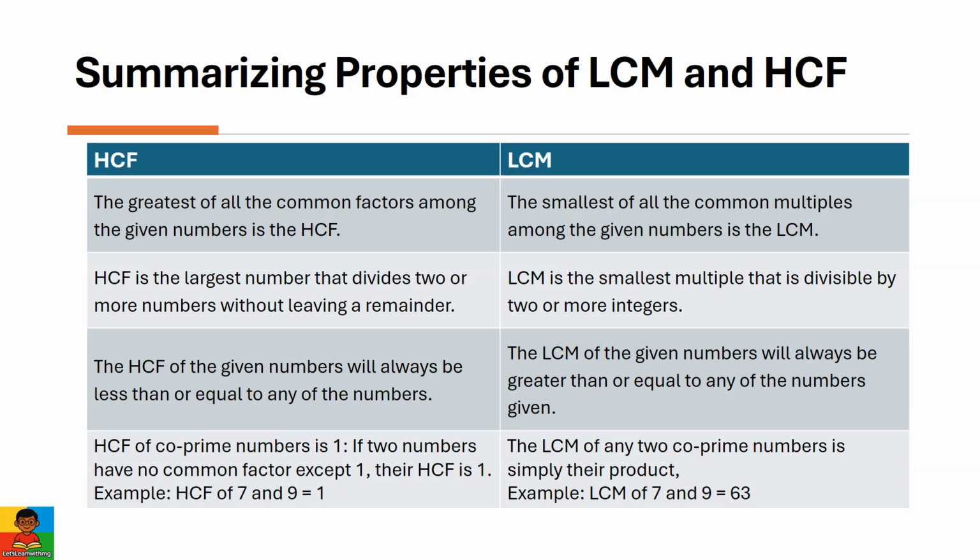The smallest of all the common multiples among the given numbers is the LCM. LCM is the smallest multiple divisible by two or more integers, and will always be greater than or equal to any of the numbers. The LCM of coprime numbers is their product. For example, LCM of 7 and 9 is 63.